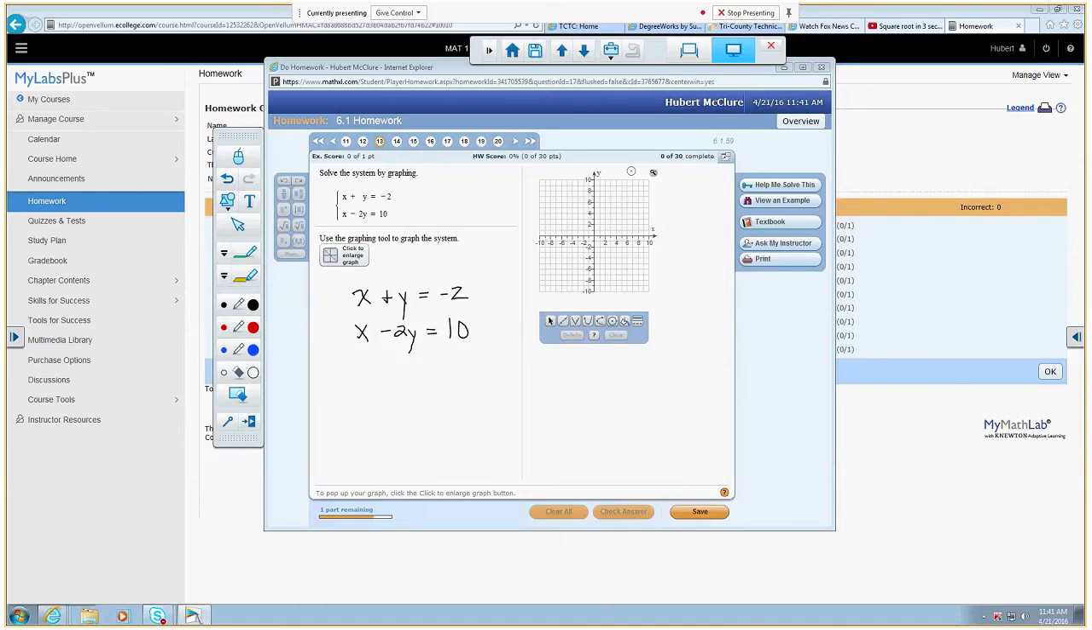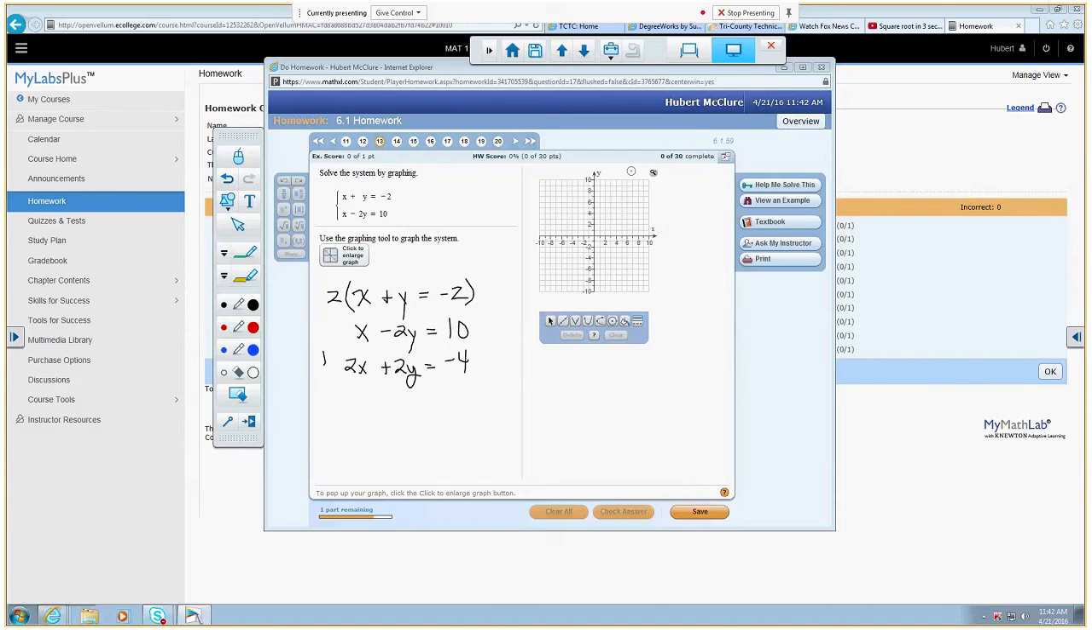There's always one. Multiply through by what? -2 or 2, sorry. Now the reason I picked 2 was because of the opposite what? Opposite signs. So 2x plus 2y is equal to -4.